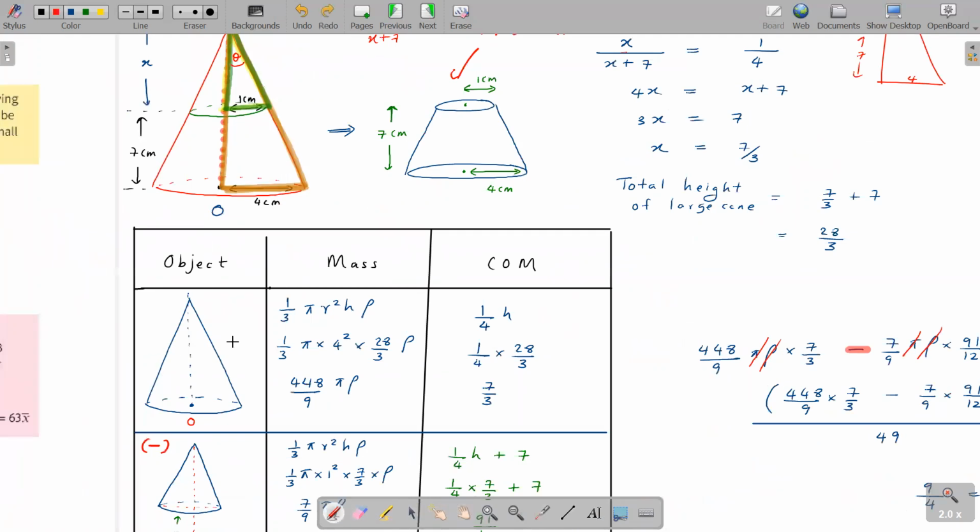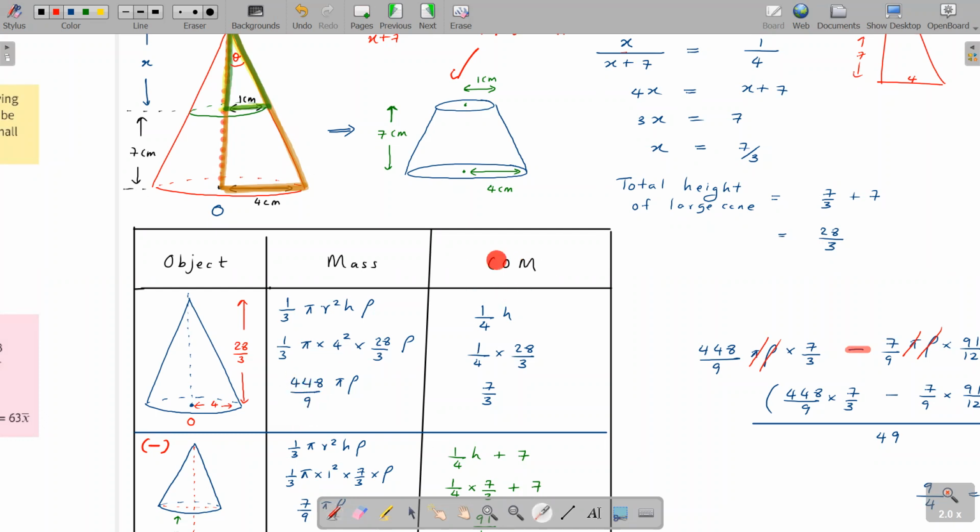All right, guys. So this is how I got 28 over 3. And the radius is 4. So the mass is one third pi r square h into rho: one third pi, radius is 4 squared, height is 28 over 3, into rho. So get your answer. Is that clear, guys?